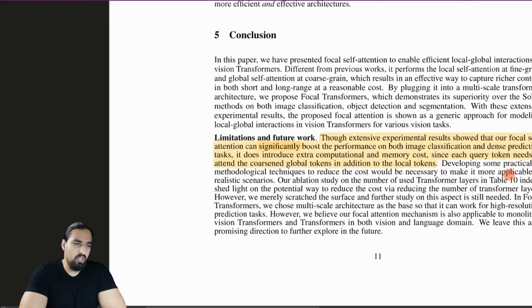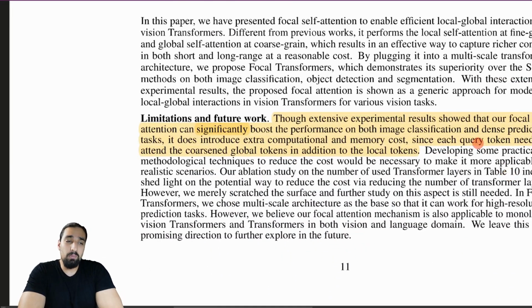Second thing I want to mention here is, they say here, though extensive experimental results show that our focal self-attention can significantly boost the performance on both image classification and dense prediction tasks, it does introduce extra computational and memory cost, since each query token needs to attend to the coarsened global tokens in addition to the local tokens. So that's something I already stressed a couple of times. I don't think this model significantly boosts upon the prior state of the art. And again, they did acknowledge it here. You have to trade off computation, so FLOPs, and also memory footprint and speed if you want to get this small and not significant boost in performance, if you ask me.